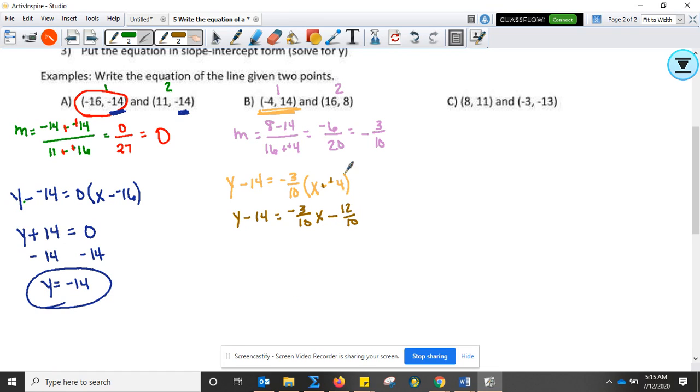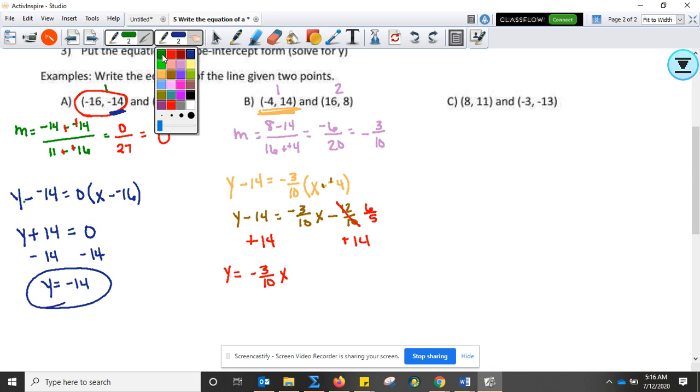And that 12/10 will definitely reduce, and that will reduce by 2, because 2 goes into both of those, 6/5. Okay, so add 14 to both sides. And I get y equals negative 3/10 x, and then I have negative 6/5 plus 14. And that 14, to get that into a like denominator, I want you guys to continuously review fractions. So it's going to be 5, and then 5 times 4 is 20, 0 here, 70. Okay, 70 over 5. Okay, so we have negative 6 plus 70, so that's going to give us plus 64 over 5. And that's your equation in slope-intercept form.